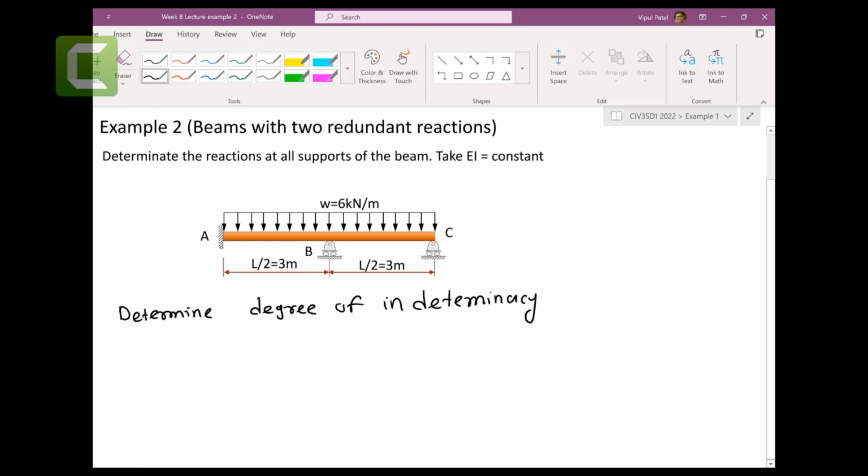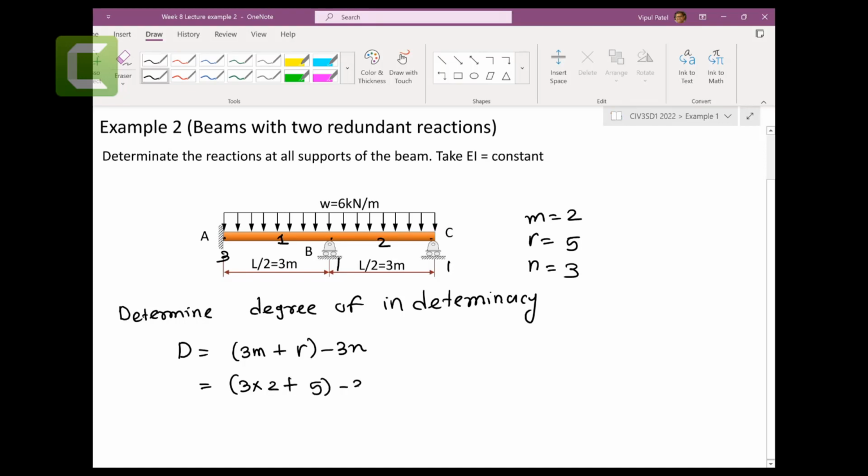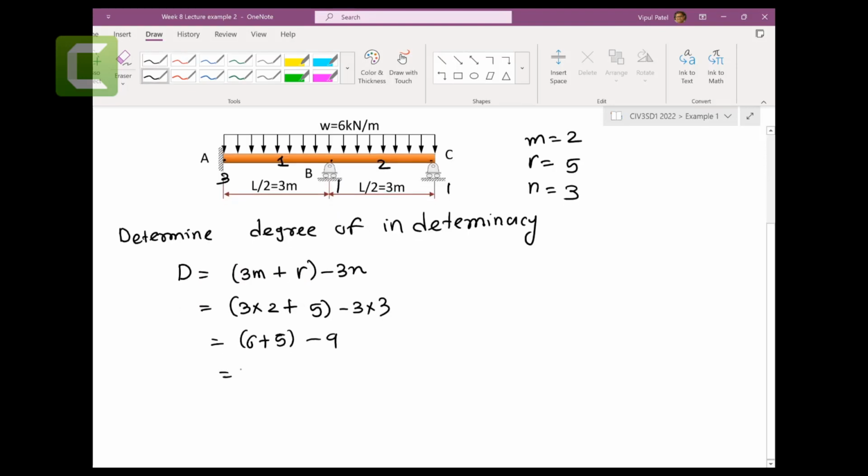All right. So in that case, we have member 1, member 2, 2 members. How many reaction forces? 3 reaction forces, 1, 1. So total 5 reaction forces. How many joints we got? 1 joint, second joint, third joint. So degree of indeterminacy is equal to 3m plus r minus 3n. So 3 times 2 plus 5 minus 3 times 3, 6 plus 5 minus 9. So 11 minus 9 gives you 2. So that's the degree of indeterminacy equal to 2.